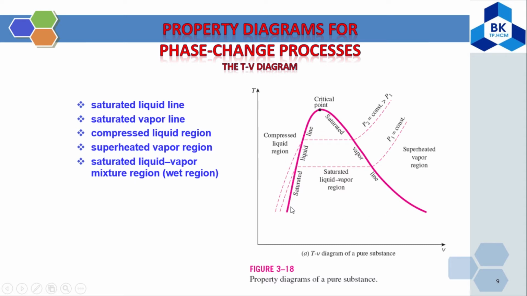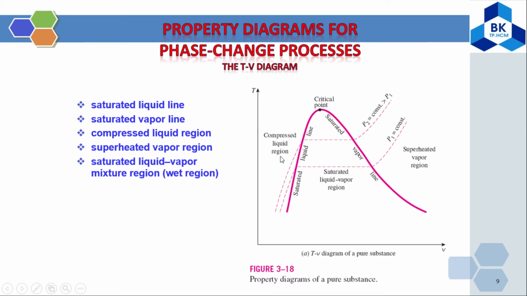The line on your left hand side we call the saturated liquid line. It consists of all the saturated liquid states. We plot it on the line on your left hand side. And on the right hand side we got the saturated vapor line. It is a combination of all the saturated vapor states, and it meets at the critical point. That means now the diagram will be separated into three zones.